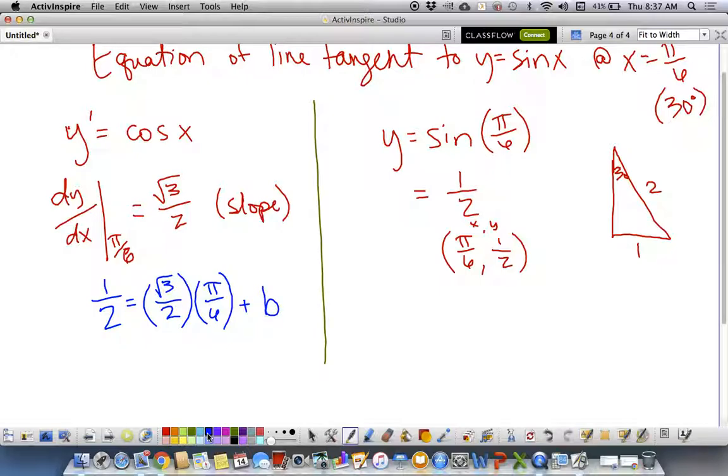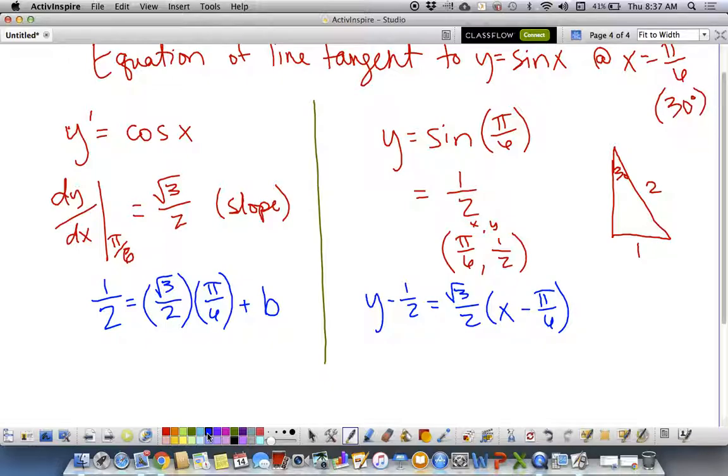Okay, that's one way to do it. I'm going to continue to write this: y minus 1/2 equals M times x minus x. Either way, you will get the same answer.